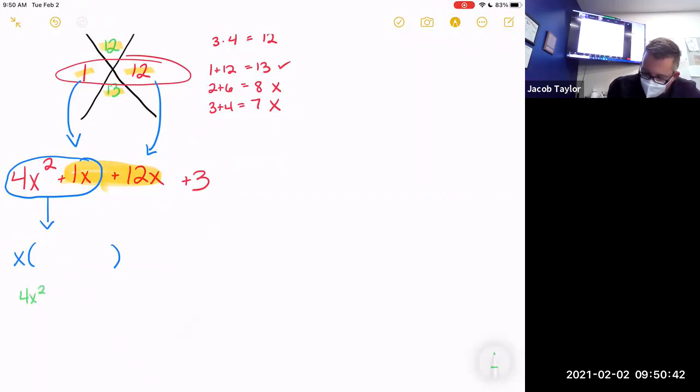So 4x squared divided by my greatest common factor gives me 4x, good. The second term in the problem was that 1x. I'll divide that by the greatest common factor. That's just 1. Cool.